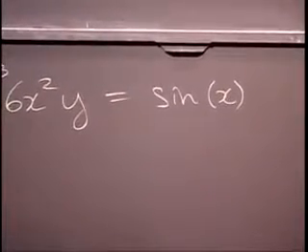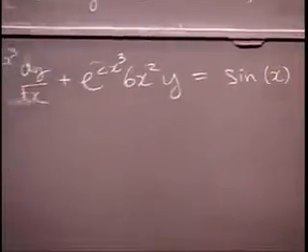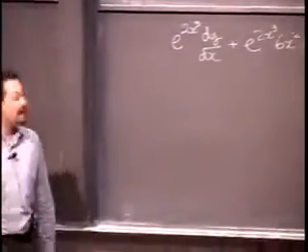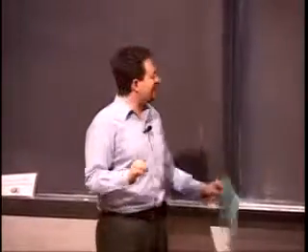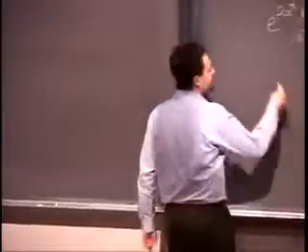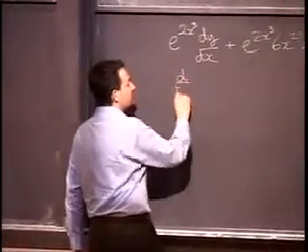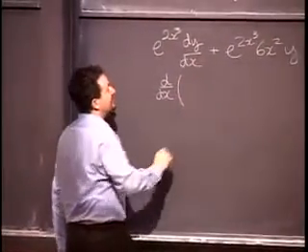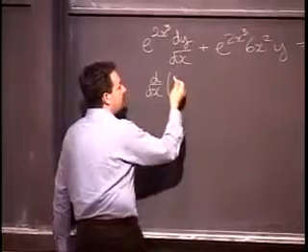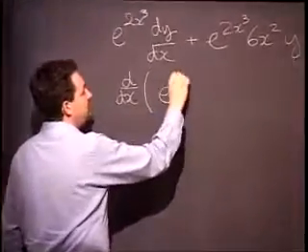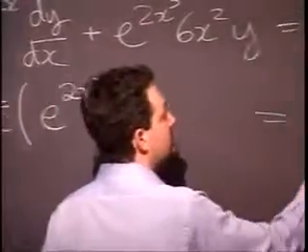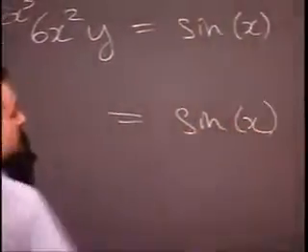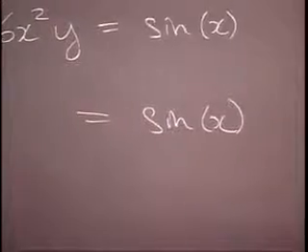Now, the amazing thing is that the left-hand side factors. And this is an unusual sort of factoring. It's not an algebraic factor, it's sort of a calculus factoring. Check this out. I'm going to claim that the left-hand side can be factored into d dx of e to the 2x cubed times y. And the right-hand side is still sine x. That's a sort of major rabbit out of the hat. Do you believe it? Let's check it out.